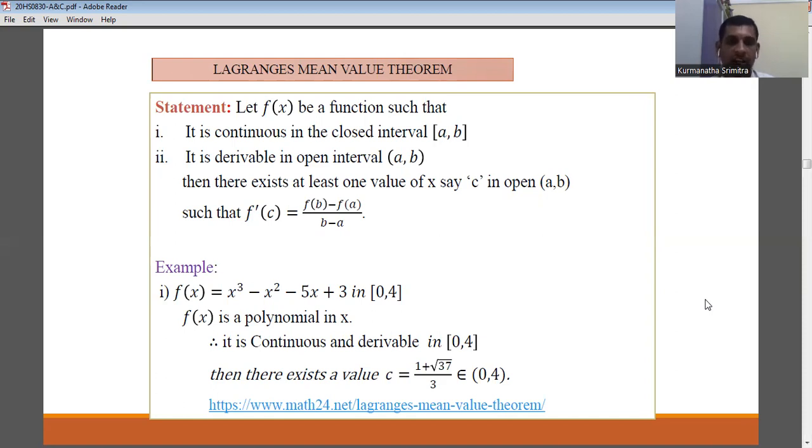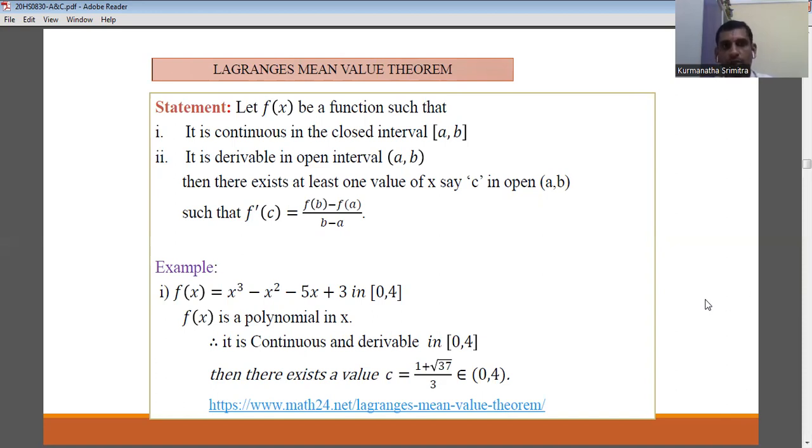If you simplify that one, we get the value of C is (1 plus root 37) by 3. It clearly belongs to the open interval (0, 4). So it is an example for Lagrange's mean value theorem.